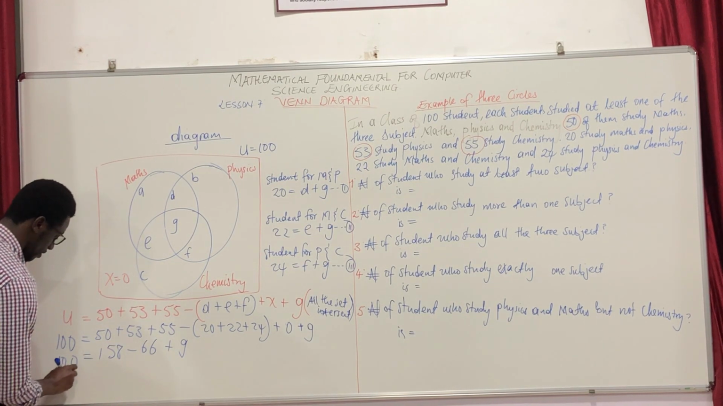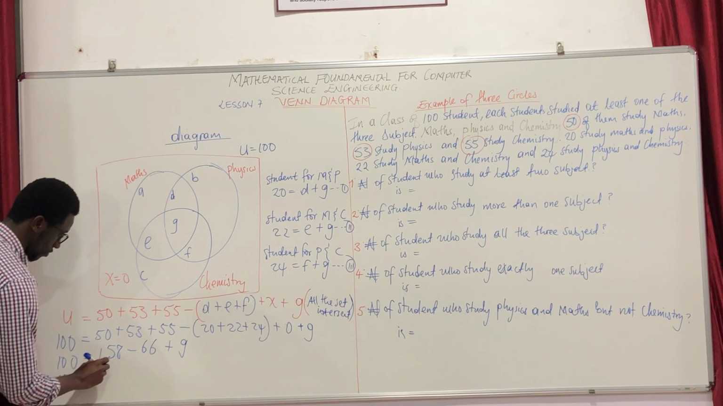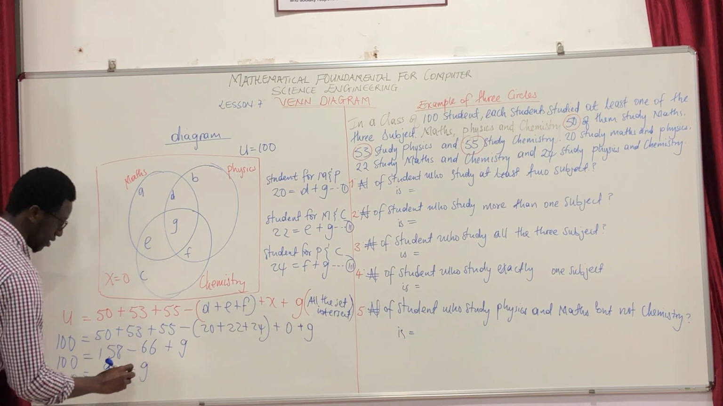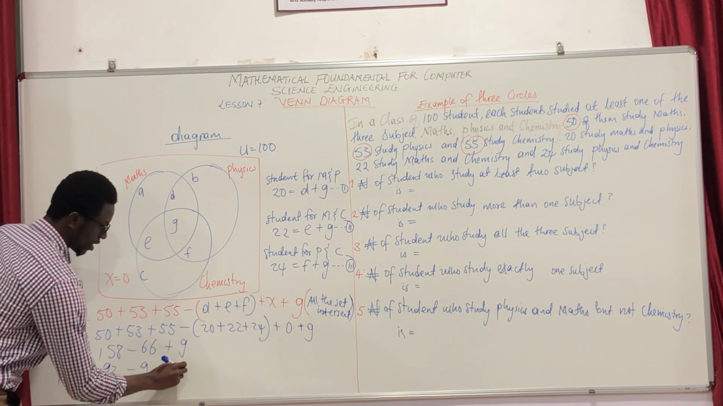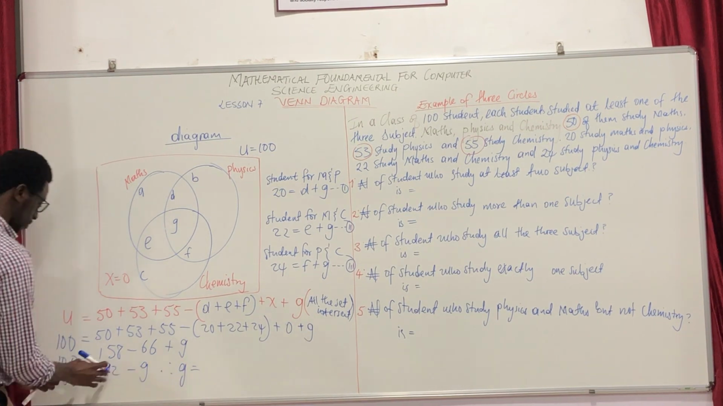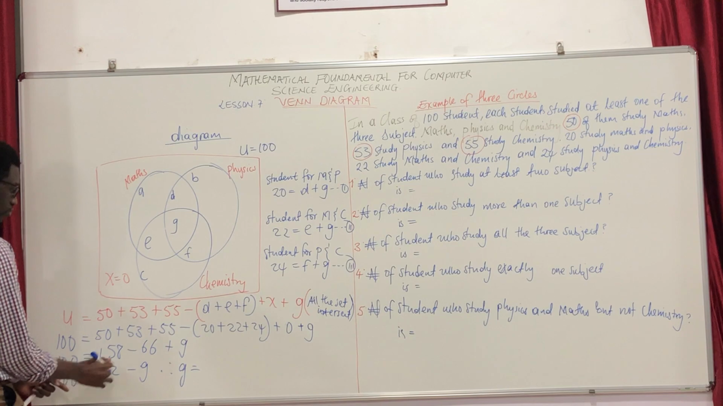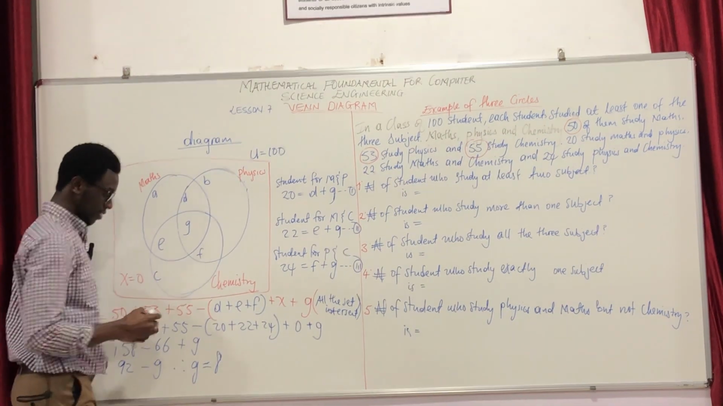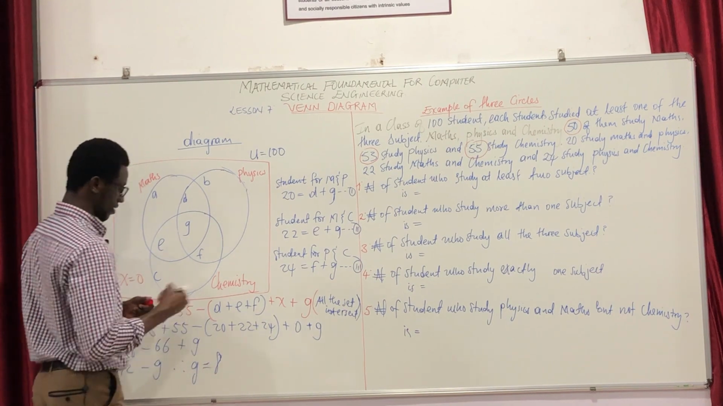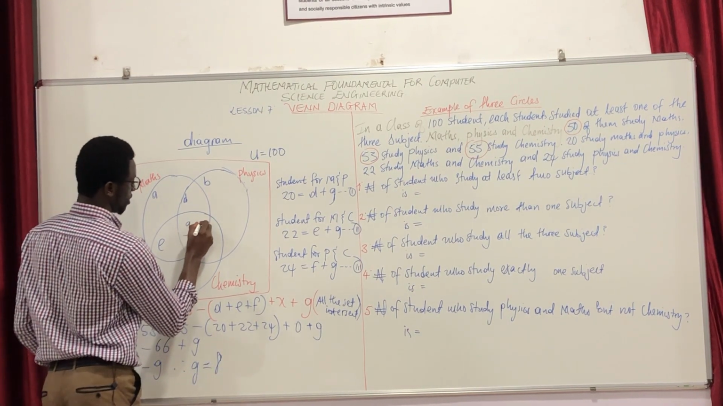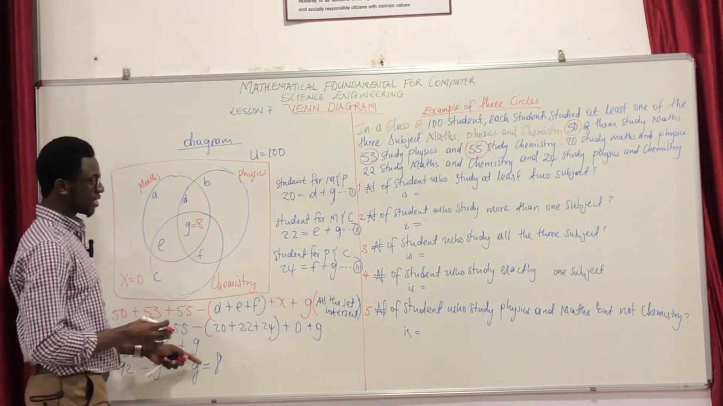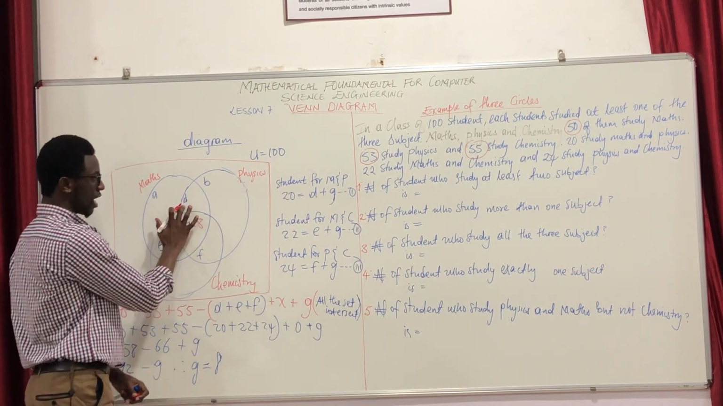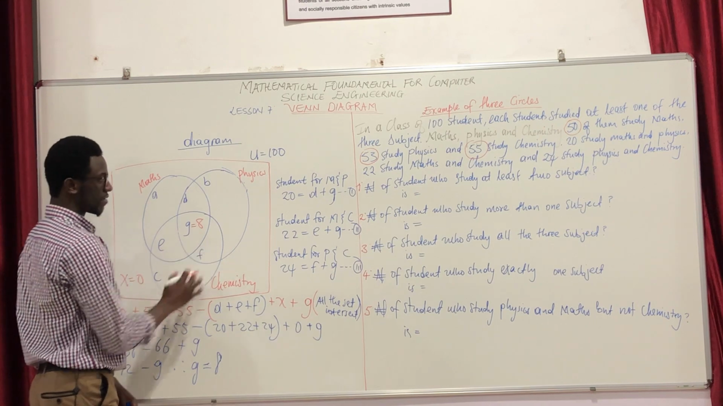So 100 is equal to 92 minus G. So therefore our G, now we subtract 100 minus 92, which is 8. So our G here is 8. Here we say G equals 8. So from this G, now we can get our variables here for D, E, and F.